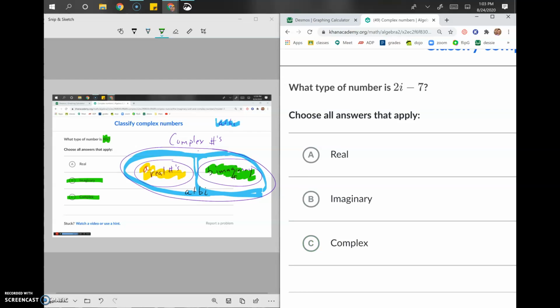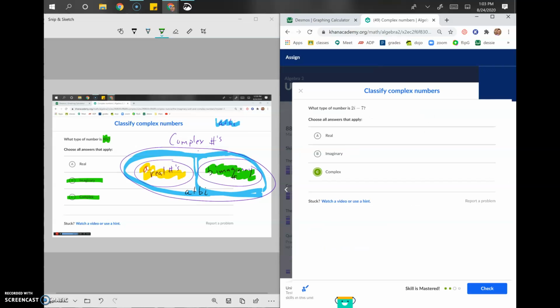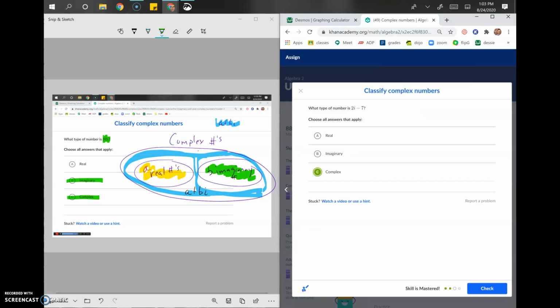What number is 2i minus 7? This has an imaginary part, but we can't say that it's imaginary because there's this real part attached with it, right? This negative 7 is a real number. So we can't say this whole thing's imaginary, and we can't say this whole thing's real because 2i is imaginary. So they're not all real, they're not all imaginary, but they're definitely complex, because complex numbers are imaginary and reals.